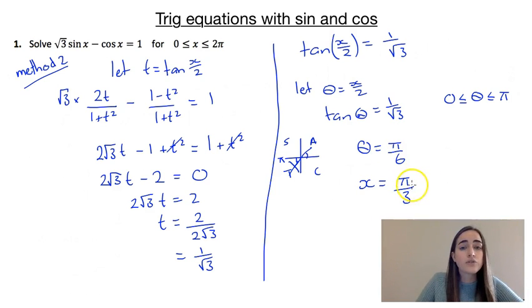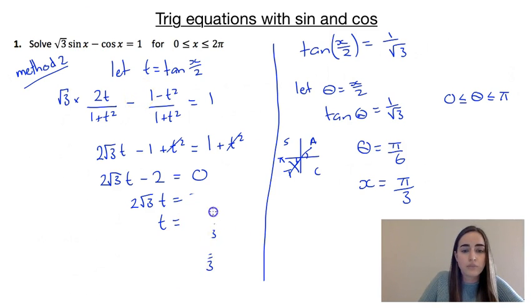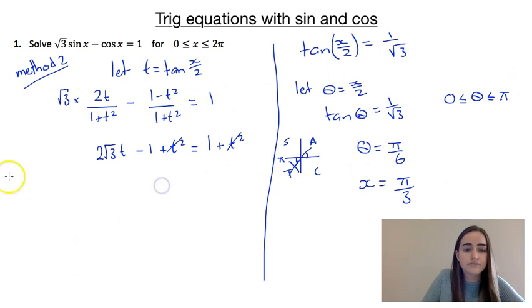Now that's one solution. Like we said though, we do have to test whether x equals pi is a solution as well. So I'm just going to rub part of this out so I've got some more space. So I'm going to test x equals pi, not x equals pi on anything, just x equals pi. So if I put that into the left-hand side, I'm going to have root 3 sine pi minus cos pi.